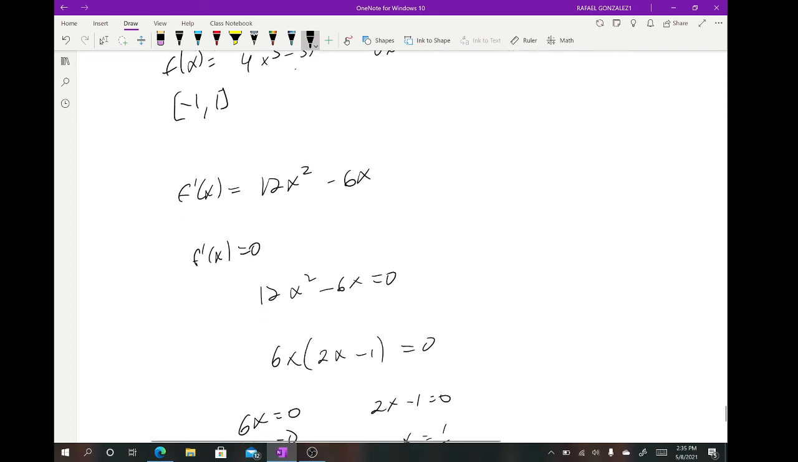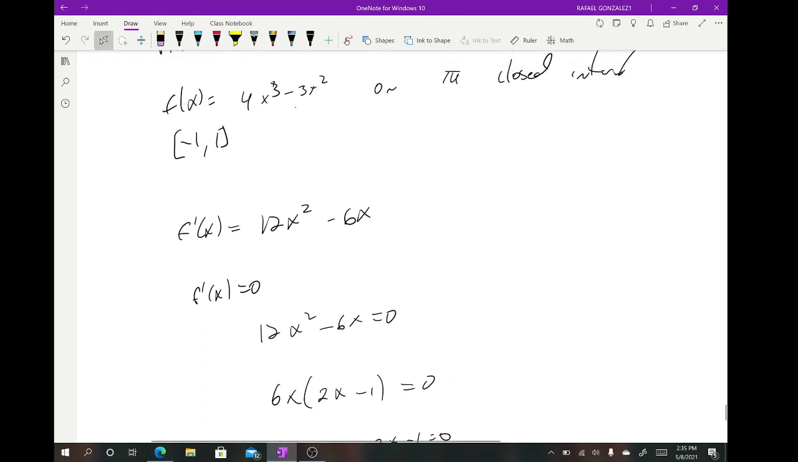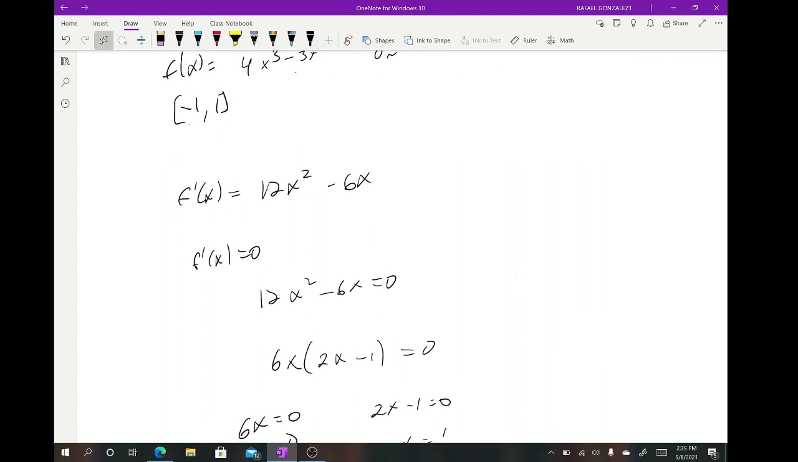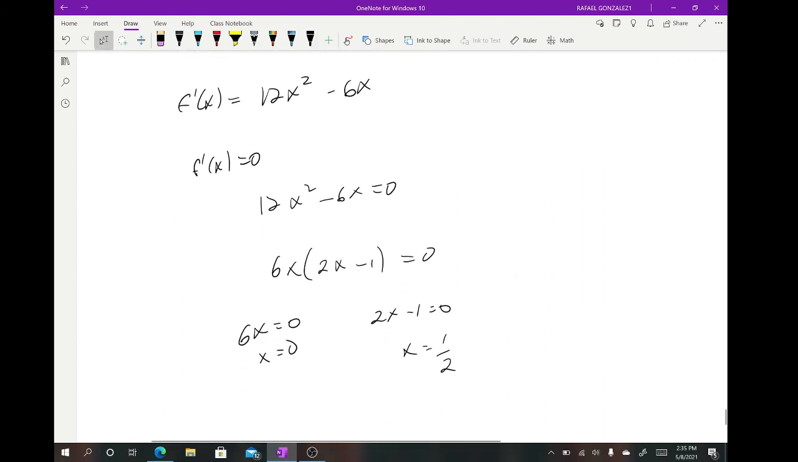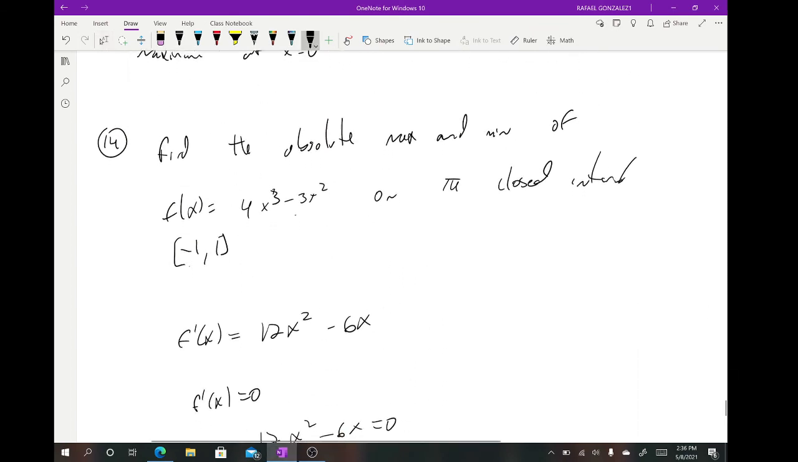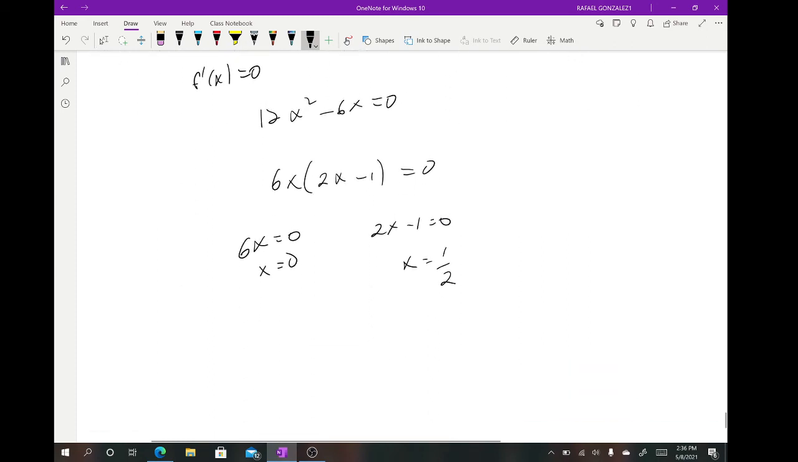Notice that both of them lie inside of the domain. 0 is inside of the domain because the interval is -1 to 1, and 1/2 is definitely there because it's in between 0 and 1. So we have to figure out now the value of all 4 of these points on our original function. The original function is 4x cubed minus 3x squared.